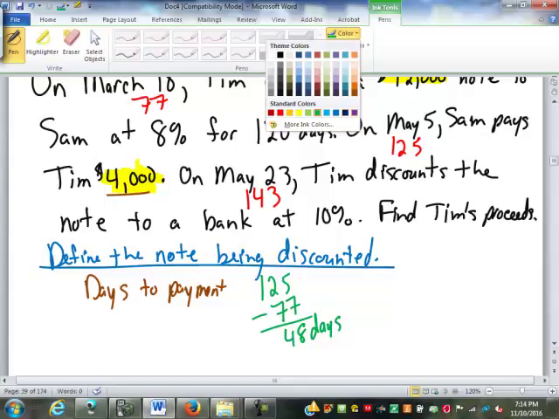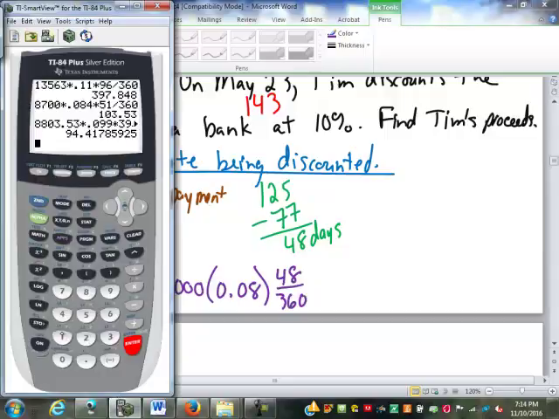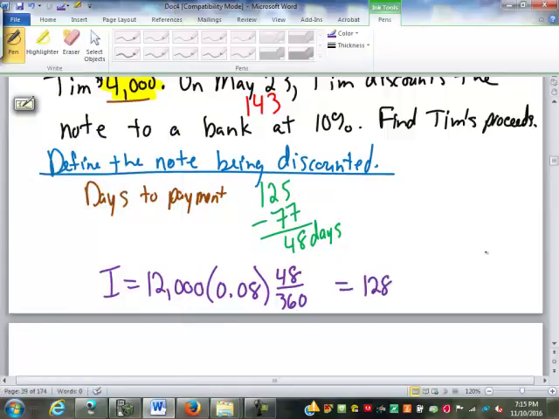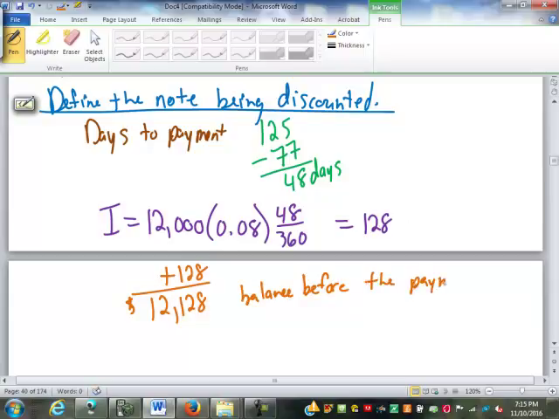So the interest before the payment is $12,000 times, it was 8%, 0.08 times 48 over 360. $128 in interest. So that means we add the 128 to the 12,000, so it's 12,128, which is the balance before the payment.